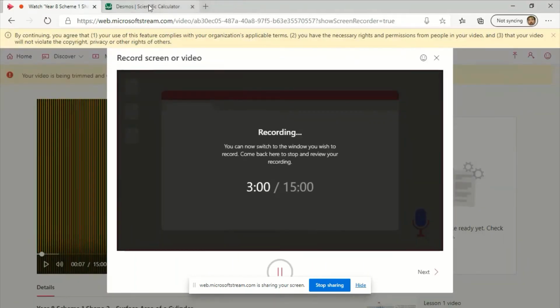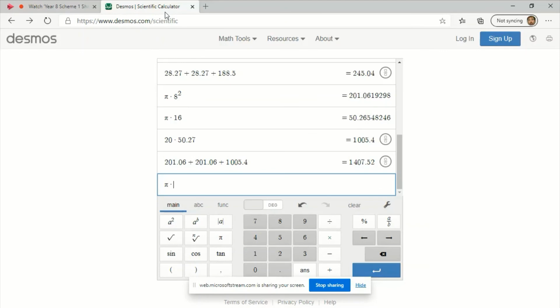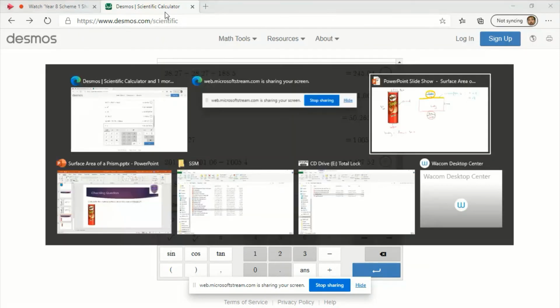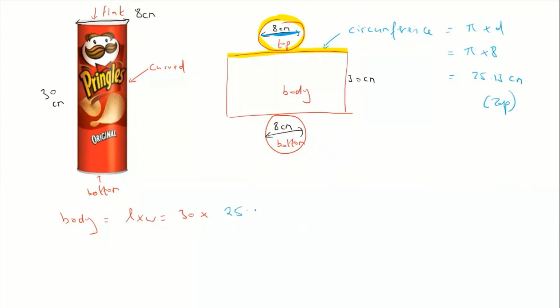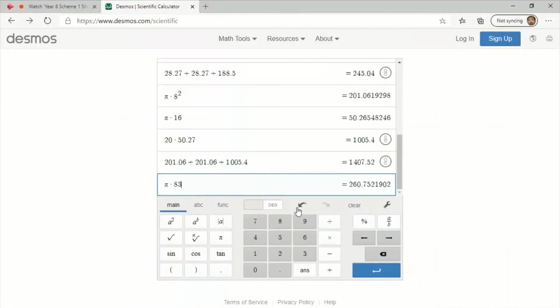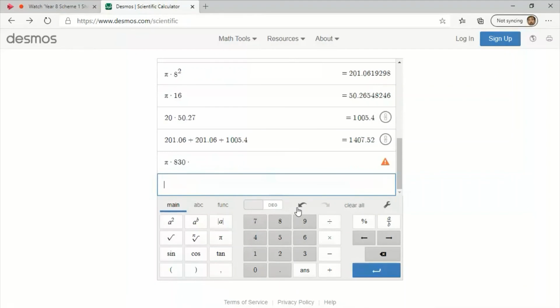On my calculator, sorry. So pi times 8 is 25.13 centimeters to 2 decimal places. So it's 30 times 25.13. So back to my calculator. 30 times 25.13 gives me 753.9.